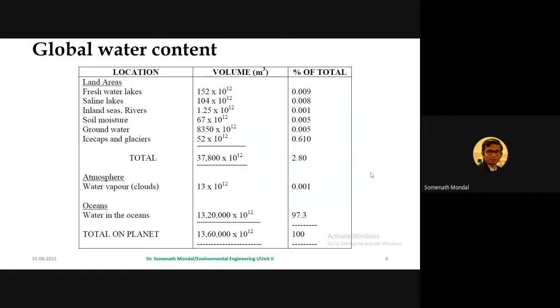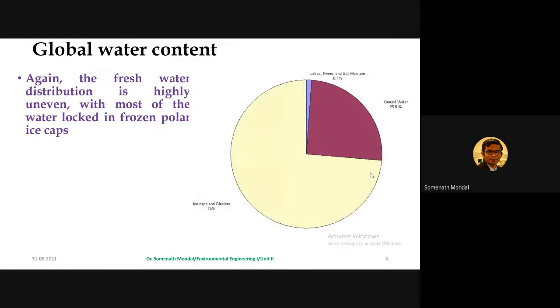Now, a global water content table has been given over here. Another thing I forgot to mention: apart from lakes and reservoirs, there is soil moisture. Within the soil matrix, some amount of water is present, in different forms by which water molecules can get attached to soil particles, and that also contributes to those 0.4%.